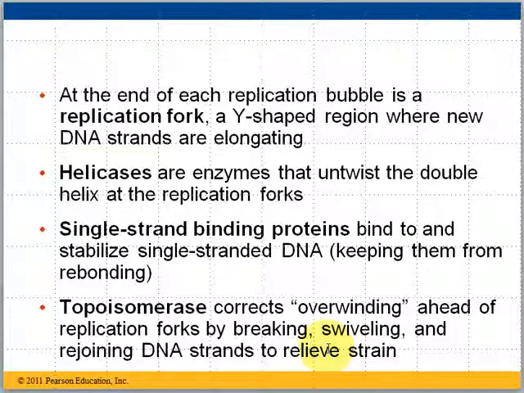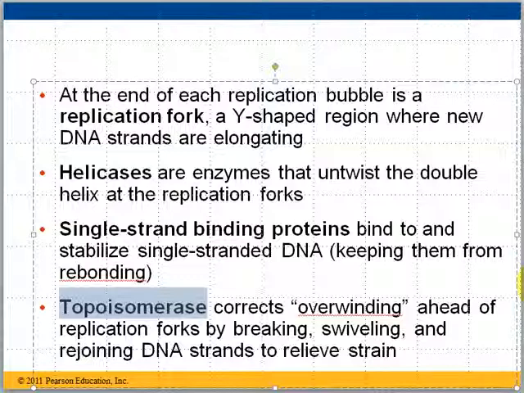And then we have another enzyme called topoisomerase, and that's a tongue twister. Topoisomerase corrects what we might consider the overwinding ahead of the replication fork. So imagine you have two strands of yarn wound together in a helical shape, and now you are pulling those two strands apart. Right where they meet and are twisted, they become tighter and tighter, and we would call that overwinding. So topoisomerase helps fix that by breaking, swiveling, and rejoining the DNA to relieve the strain there.